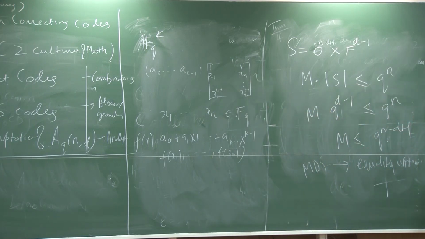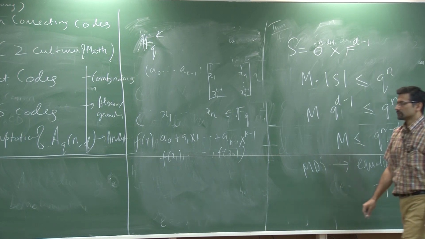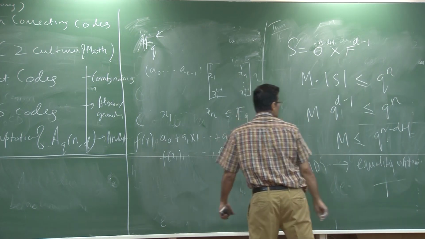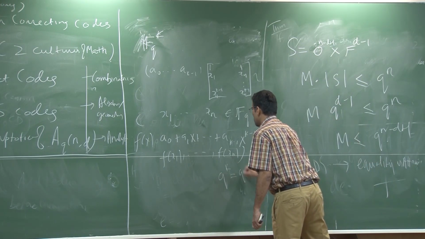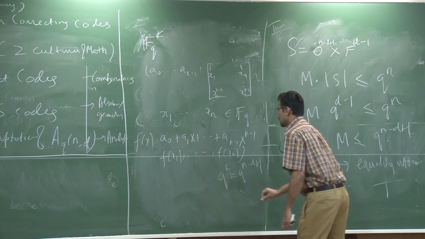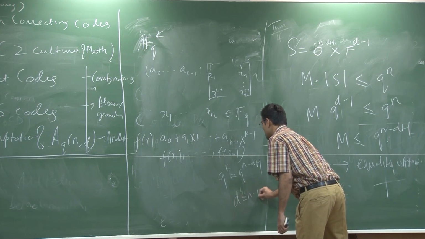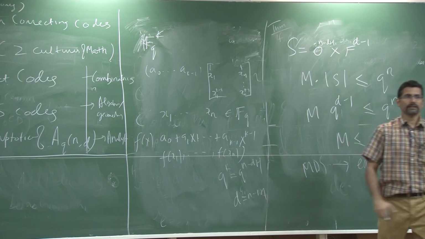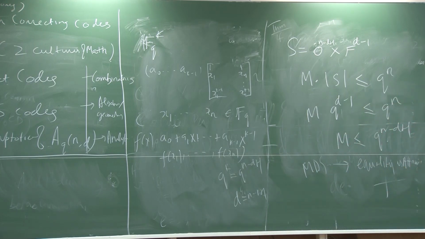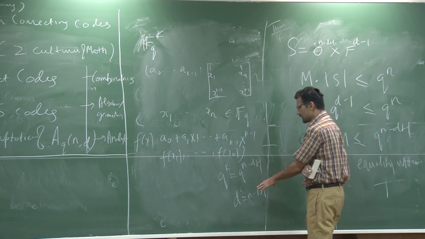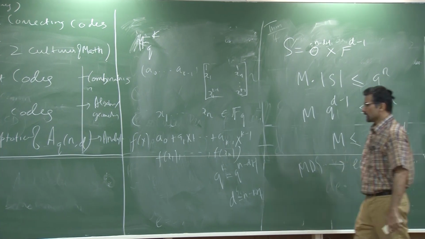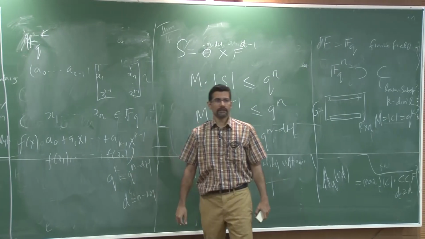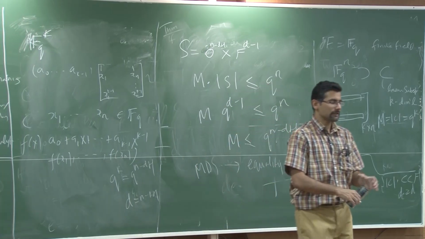Okay, so coming back, this is an MDS code. What do I mean by that? I mean M, the size of the code, q to the k, is equal to q to the n minus d plus 1. That means d is equal to n minus k plus 1. How do you check that? Suppose d is, now d is always less than or equal to n minus k plus 1. So if d was smaller, say d was n minus k, what does that mean?